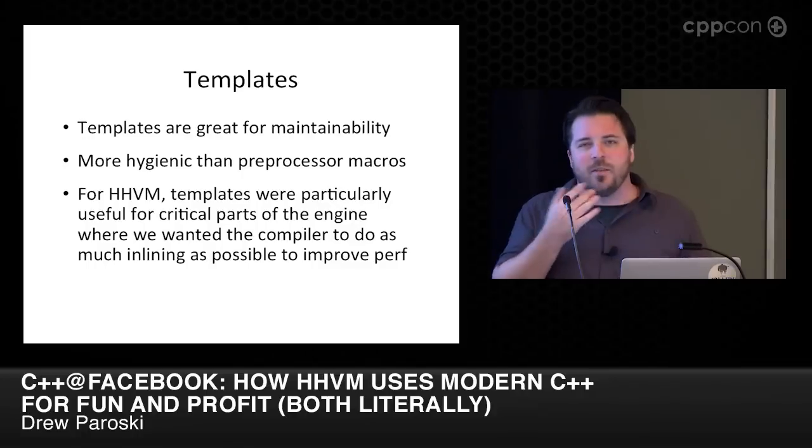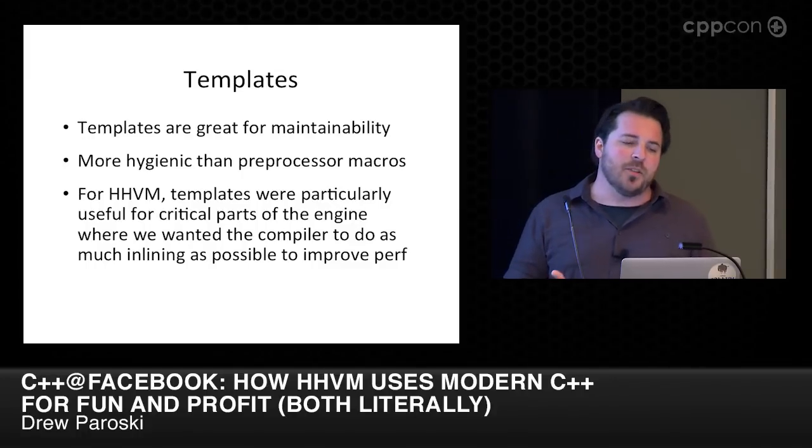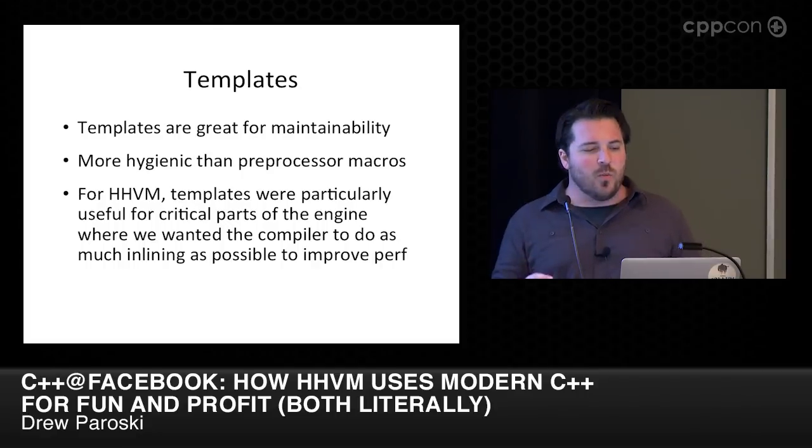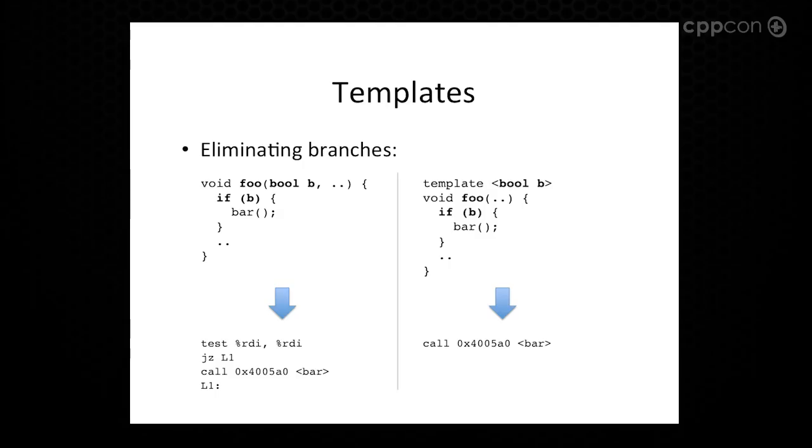And templates are useful in different ways for different kinds of applications, but for HHVM, what made templates so useful was that for certain critical parts of the engine, we really need to be able to inline as much as possible to improve perf. We want to make sure that we don't branch on things, or we have as little indirection as possible. But at the same time, we don't want to write 5 different versions of a method. We want the maintainability of having one template that you can instantiate in different ways. You can plug in different things.